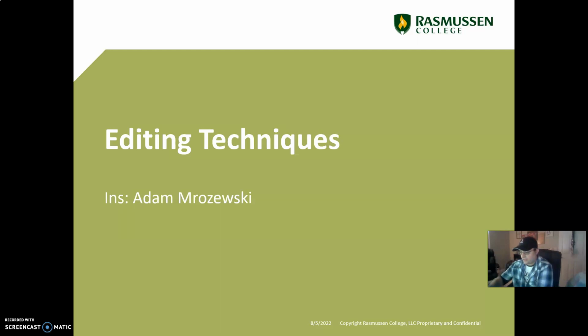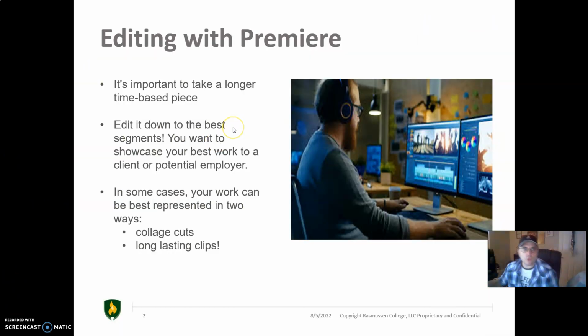So let's get into it. We talked about editing techniques, cutting, all the different elements we do with Premiere Pro, really getting into the first 30 seconds. So I figured I'd finish up with some more editing techniques. With Premiere, it's really important to take a longer time-based period and edit it down to the best segments. It's always good to start big and then slowly condense and take away. Sometimes the scope can get too large, and you want to make sure it makes sense and translates to the screen appropriately. Edit it down into the segments you want, to showcase your best work to a client or a potential employer.